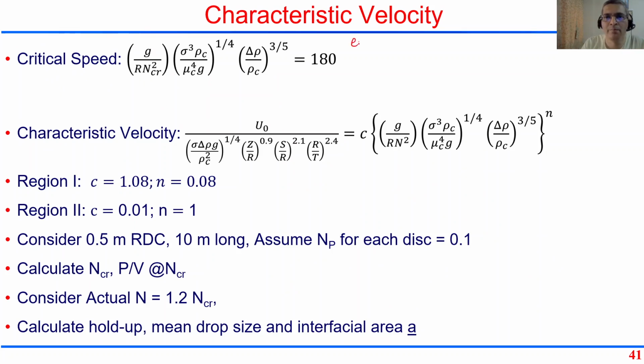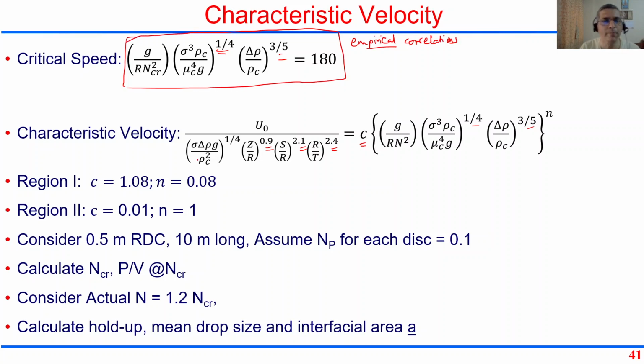So these are all empirical correlations. People have come out with these empirical correlations based on a large number of experiments, and these powers and exponents are constants fitted to the experimental data. So first of all, the critical speed is given by this relationship. Okay. Then the characteristic velocity is related to the geometry of the rotating disc contactor.